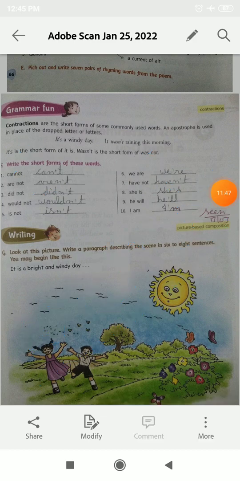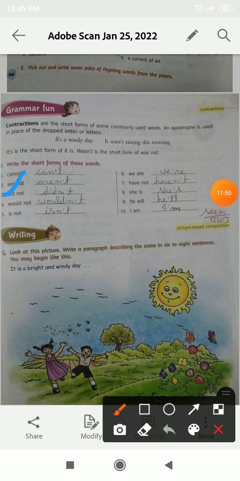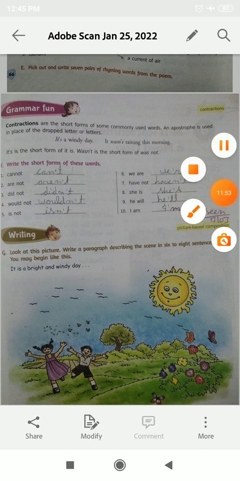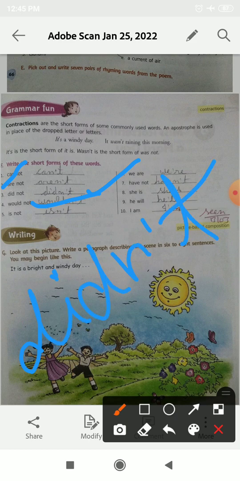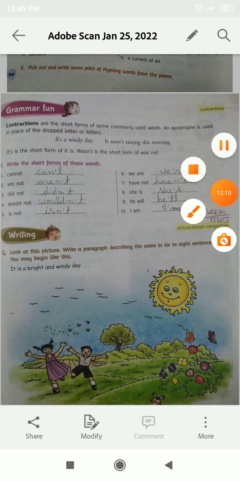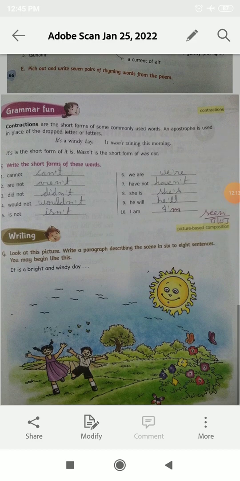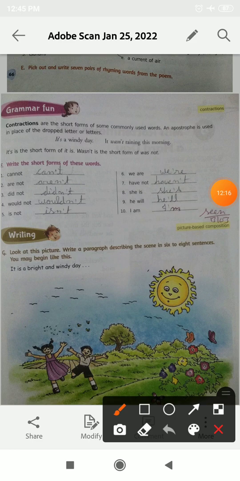Now next number, that is number 3. And here the third word is did not. And in the given space you will write didn't. This is the spelling of didn't. Okay, now students, next number, that is number 4, and here the fourth word is would not. And you will write here wouldn't. And this is the spelling of wouldn't.